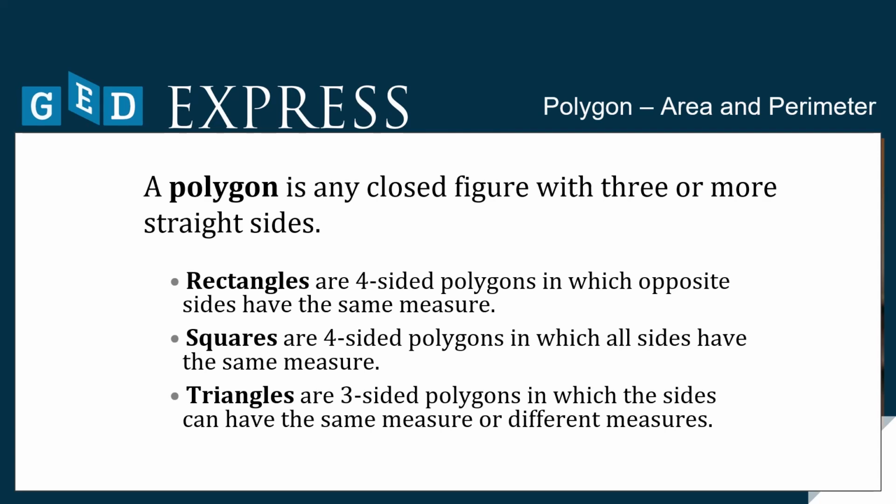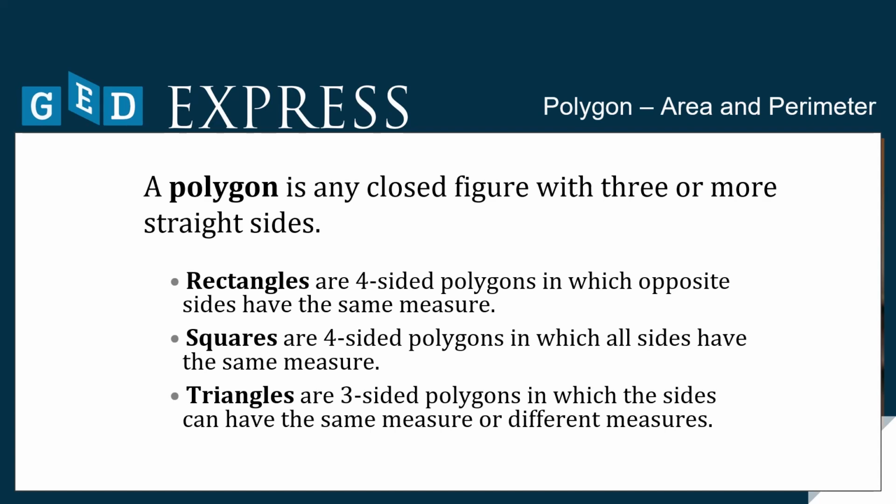Rectangles are four-sided polygons in which opposite sides have the same measure. Remember, opposite sides have the same measure for a rectangle. Squares are four-sided polygons in which all sides have the same measure. Again, all sides have the same measure. Triangles are three-sided polygons in which the sides can have the same measure or different measures.